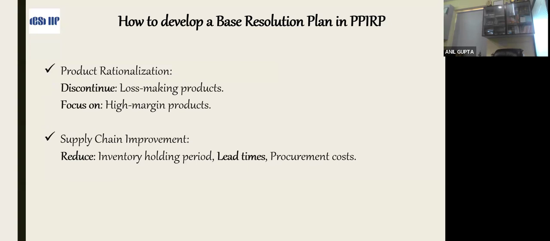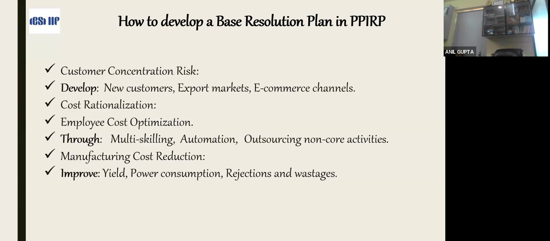Then he will tell, sir, these are the loss-making products, I'm discontinuing. Very good. Focus on high margin products. Very good. The financial creditors will accept. Supply chain improvement. Inventory holding period, I'm reducing, sir. Earlier the inventory in the stores was 1 or 2 months, now I am reducing it to 15 days. That also the financial creditor will accept. Lead times, they will agree. Procurement cost, whatever the transportation cost, I will try to reduce. That also they will accept. Customer concentration, I am developing new customers, sir. Very good. And the export market, very good, because the confidence level of the financial creditor will increase once the positive aspects are there.